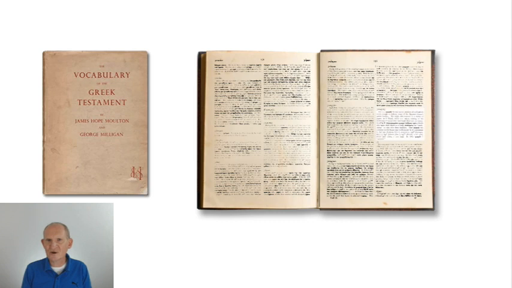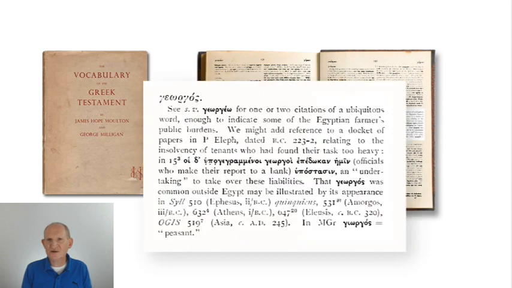Here I've selected one lexical entry as an example to give you an idea of how it works. Here we have a scan of Moulton and Milligan's entry for the noun georgos. Notice it doesn't give you a whole lot of information. It tells you to also check the verb form, and there are a few comments and a list of some of the sources where the word appears, but not much else. So let me show you what I've done with this.